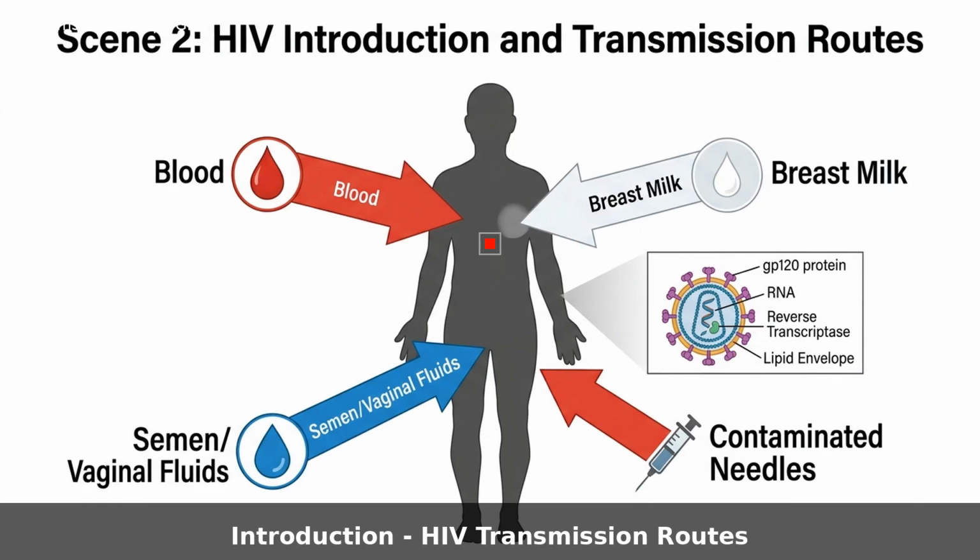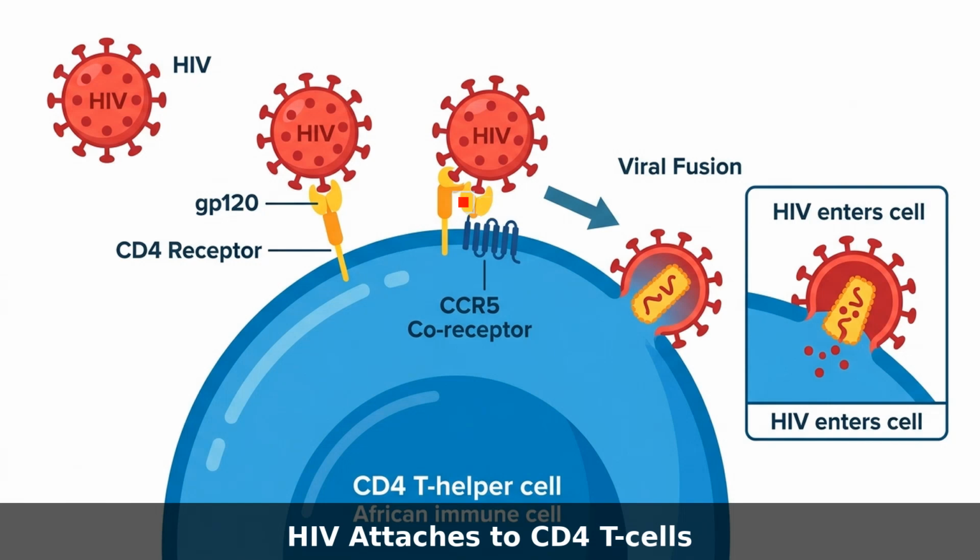HIV is transmitted through infected body fluids such as blood, semen, vaginal fluids, rectal fluids, and breast milk. The virus can enter the body through unprotected sexual contact, sharing contaminated needles, mother-to-child transmission during pregnancy, childbirth or breastfeeding, and transfusion of infected blood, although this is now rare in many countries due to screening. Once HIV enters the bloodstream or mucosal tissues, it begins searching for its primary target, CD4 T helper cells.